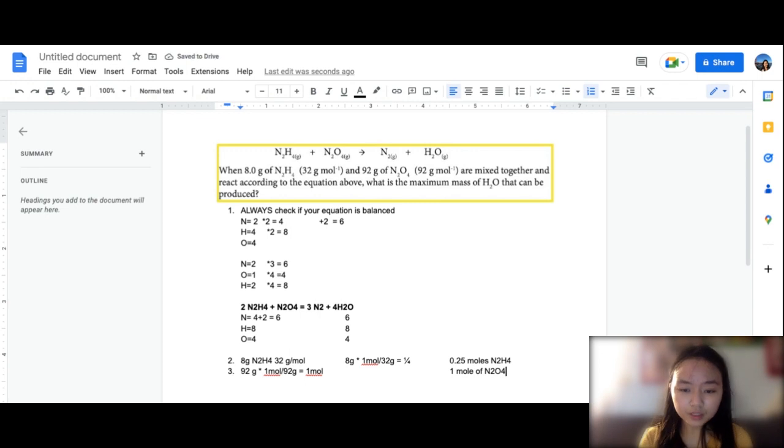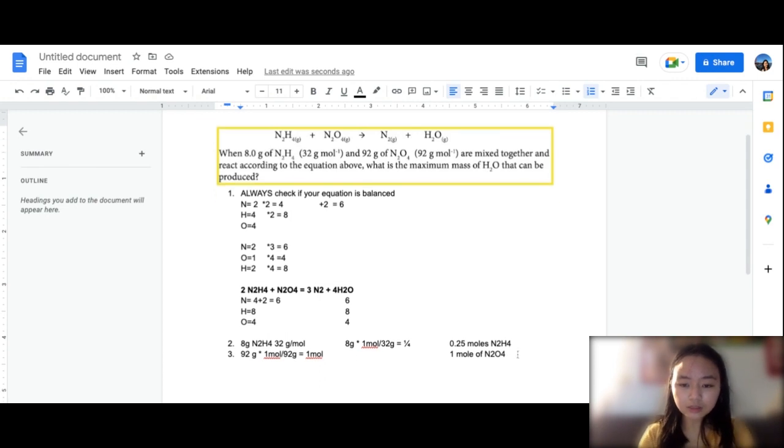Okay, when these unequal number of moles are mixed together and react according to this equation, what is the maximum mass of water that can be produced? Okay, let's see. In order to do this, we will need to figure out what is the limiting reagent, meaning which reactant will be used up first and will limit the yield, or how much of the reaction goes to completion. We can do this by figuring out which one gets used up first.